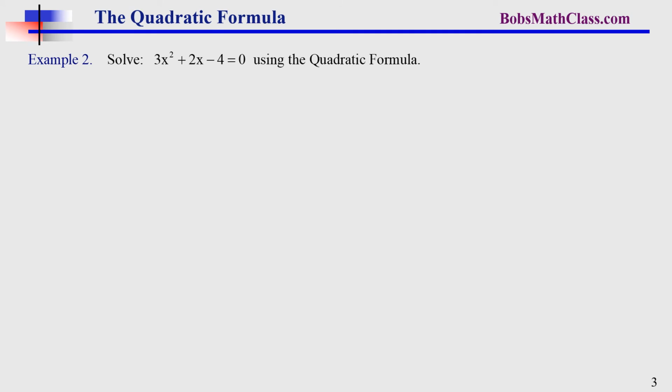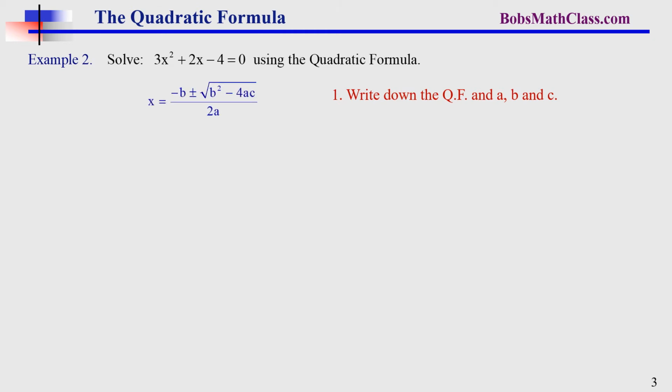Okay, this is our next example. 3x squared plus 2x minus 4 equals 0. It's already in the correct form. So let's write down the quadratic formula and then a, b, and c. You haven't memorized it yet? That's okay, you still got time.